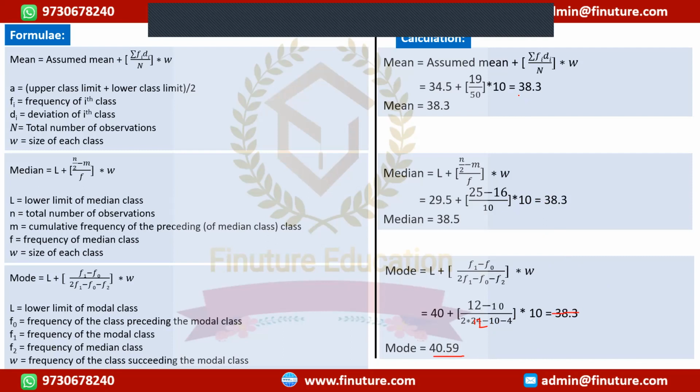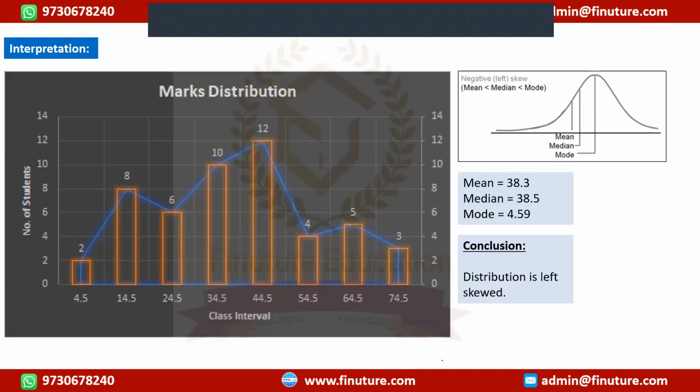So now you have got everything. Your mean is 38.3, your median is 38.5, and your mode is 40.59. So now we have to visualize and interpret our data.